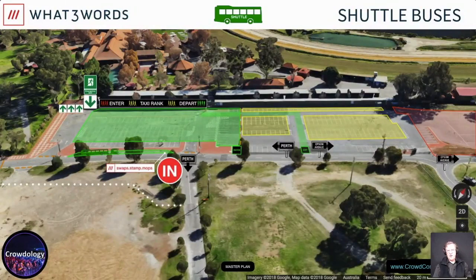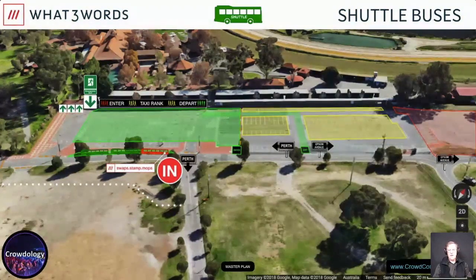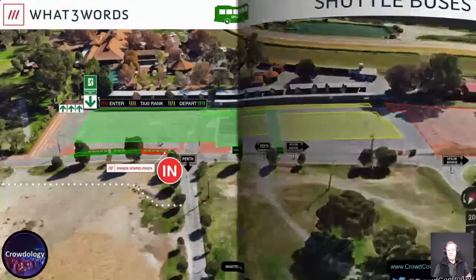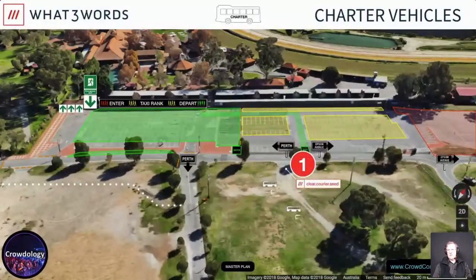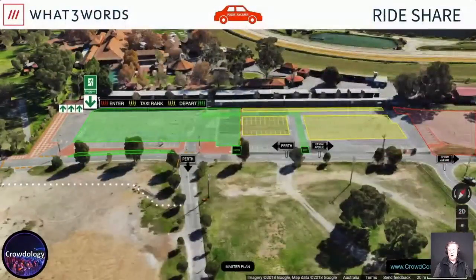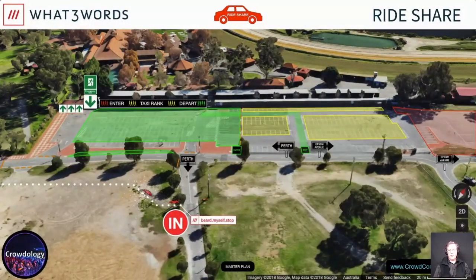shuttle buses. There are three, that area holds three. They bring the fourth one along. When that's at the back, the first one goes. Charter vehicles drive me nuts at the end, but we lay them off over there, and they've realized that if the punters walk across to there, they can take off. Rideshare, they do their own thing. So give them the pin for this, bring them in, drop them off, turn them around, go out the second entry exit, and off they chuff.